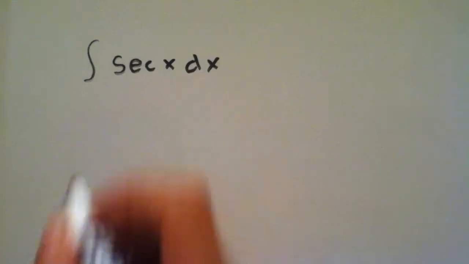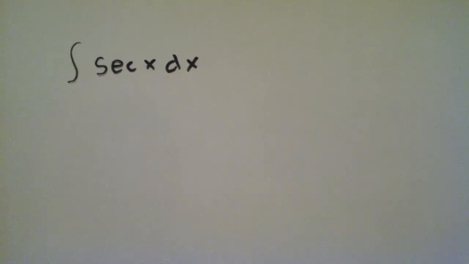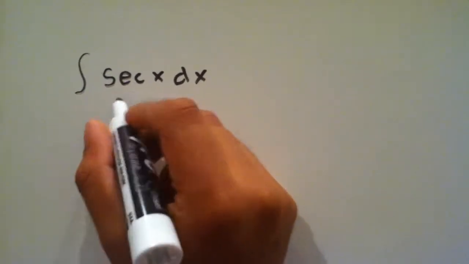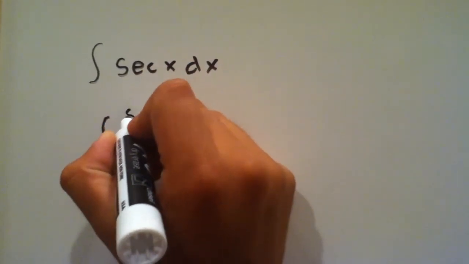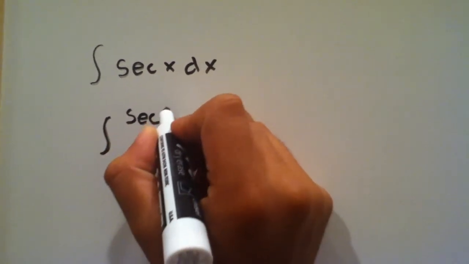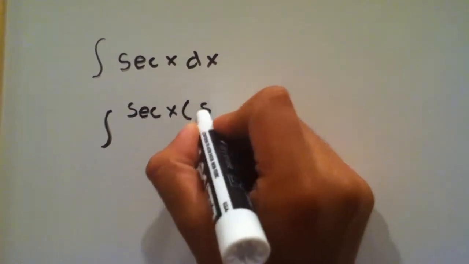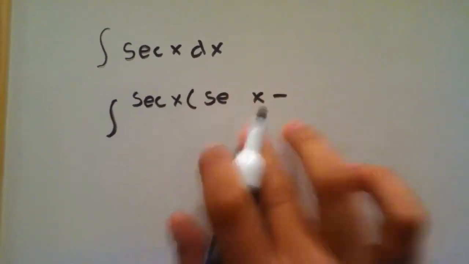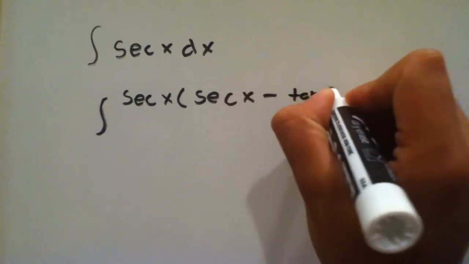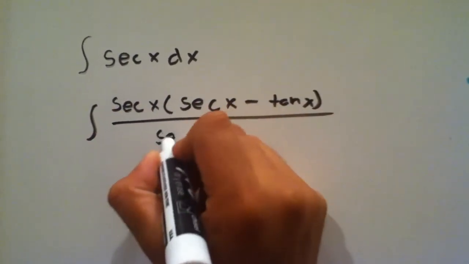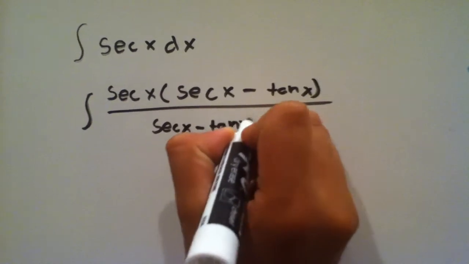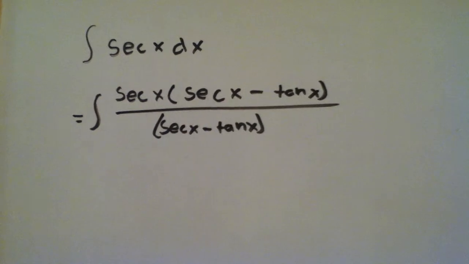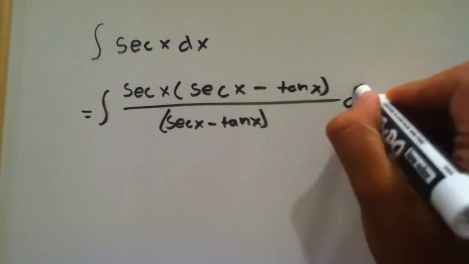You can start out with this integral, and because you can't really replace anything, you should multiply secant x, top and bottom, by secant x minus tangent x. So it's the same thing. This is the same thing. It equals that. The reason I'm doing this will become clear in a second. I'm sorry, I forgot the dx.